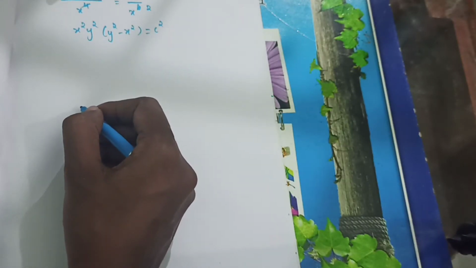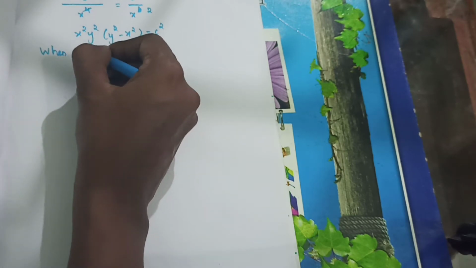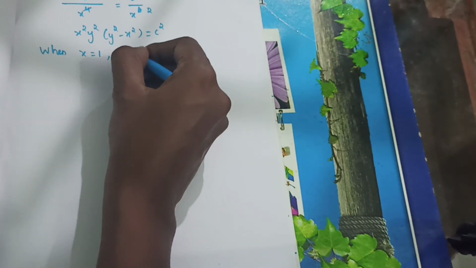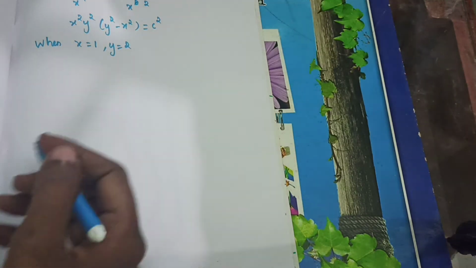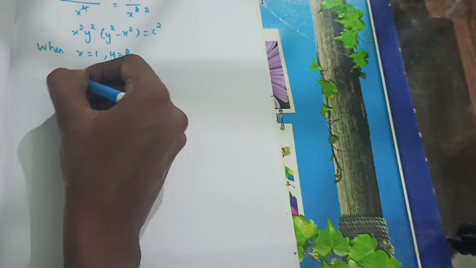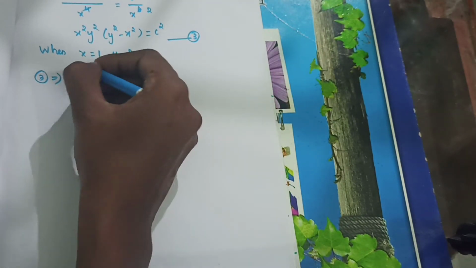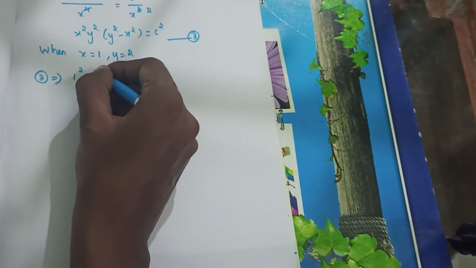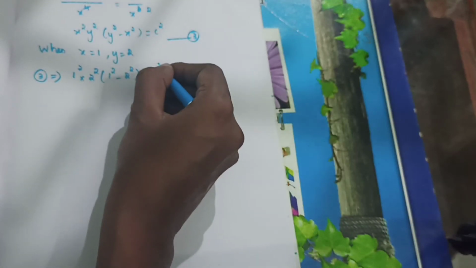Okay. So here you keep it in mind, that is in your question, when x is equal to 1, y equal to 2. If you read the question, you come to know the curve passes through (1, 2). So x is 1, y is 2. Okay. So substitute here. Take it as equation number 3 and substitute. So 1 square into 2 square into (2 square minus 1 square) is equal to c square.